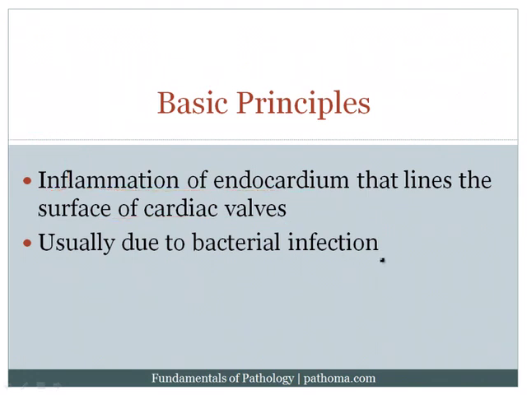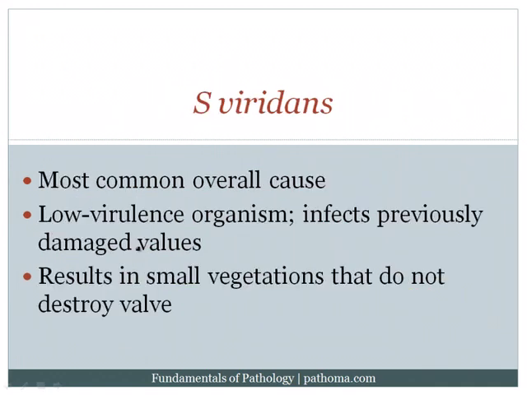Now this is usually due to bacterial infection, not always, but usually. The first high-yield bug to be aware of is Strep viridans. This is the most common overall cause of endocarditis, and it is a low virulence organism.